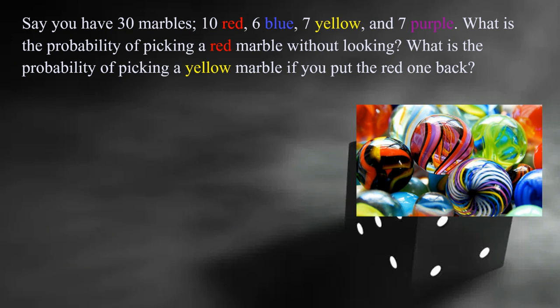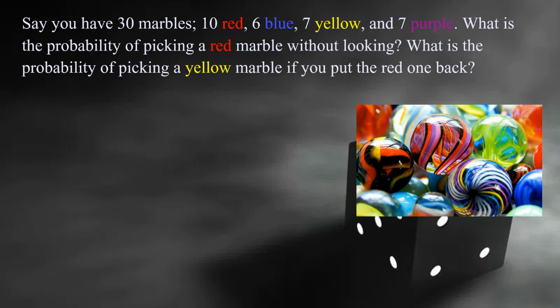So let's say you have marbles here. You've got 30 of them. There's 10 red, 6 blue, 7 yellow, and 7 purple. We want to find the probability of choosing a red marble. Now it says without looking, that's meant to make it like it's random, okay? You're not looking to see, you're just reaching in, drawing out a marble. What's the probability that's red? That would be 10 out of 30 or 1/3.